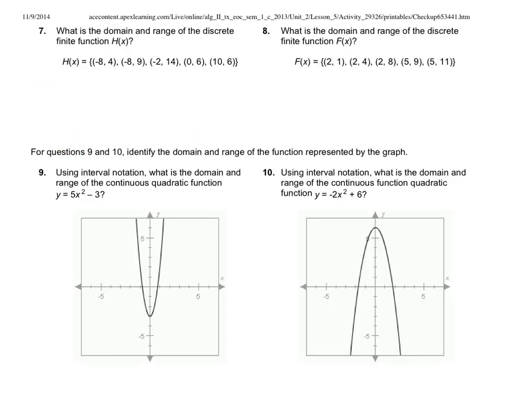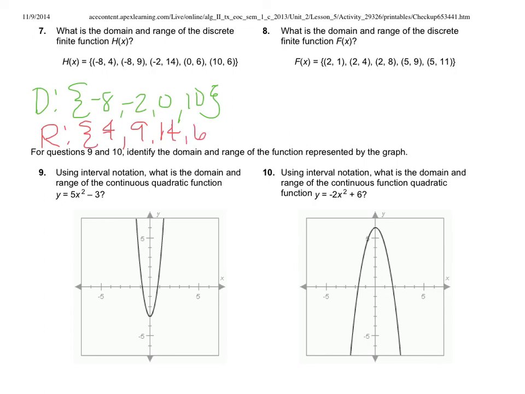Number 7, what's the domain and range of the discrete function? Well, my domain is my x's. So that would be -8. Well, I've got 2 of those, so I don't need to write it twice, but then I have -2, 0, and 10. And my range would be 4, 9, 14, 6. Then I've got another 6, but I've already written it, so I don't have to write it again.